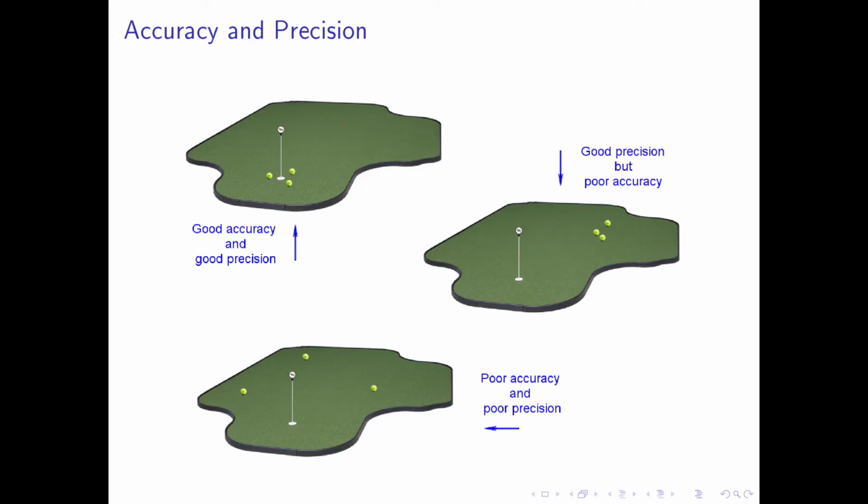The middle image on the right shows that the golf balls are all closely spaced together, but they're not particularly close to the hole. This indicates good precision, but poor accuracy. In the bottommost image, we see that the golf balls are all quite far apart, and none of them are particularly close to the hole. In this case, we have poor accuracy and poor precision.